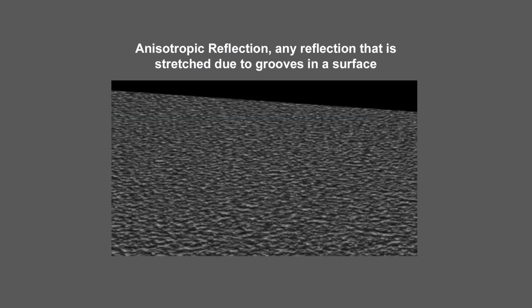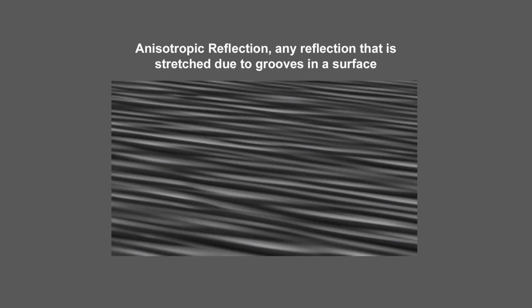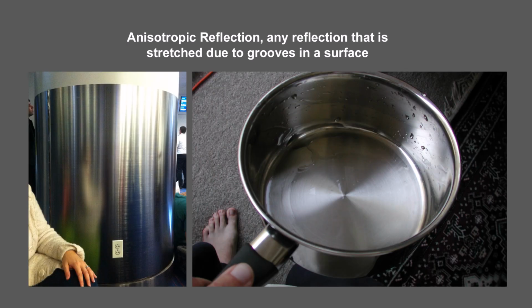Now also when it comes to reflections, there's something called anisotropic reflections, and that's any reflection that's stretched due to grooves in a surface. If it's random like this, you'll get a blurry reflection that blurs in all directions. But if the tiny bumps on your surface have a directionality to them, we get a different effect. Here are some examples of that. What you end up getting is, instead of a simple blurry reflection, the blur is stretched in a particular direction, depending on the direction of the grooves.